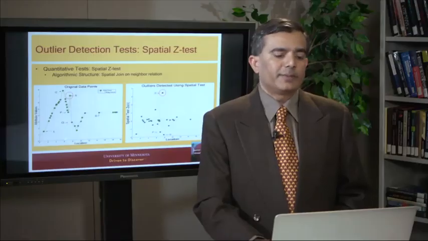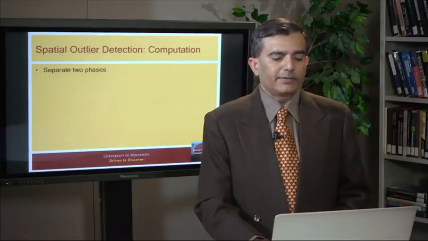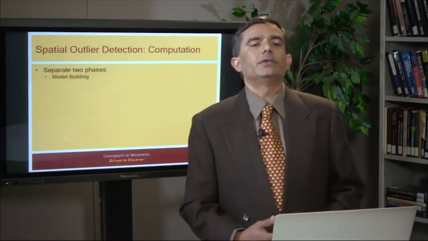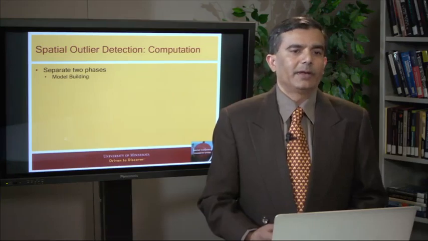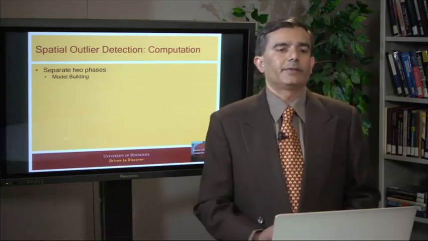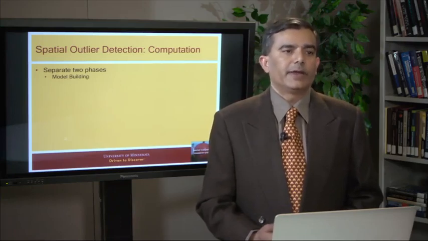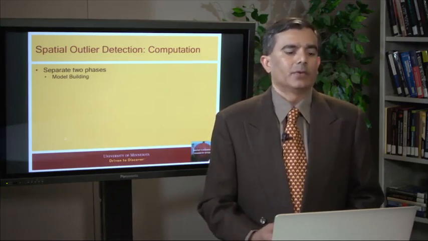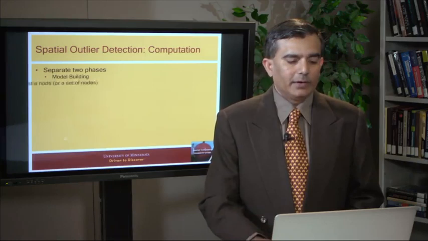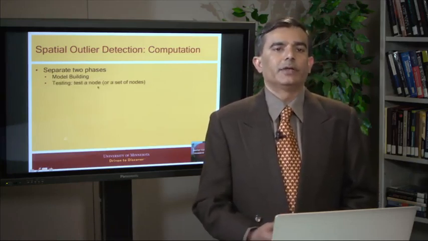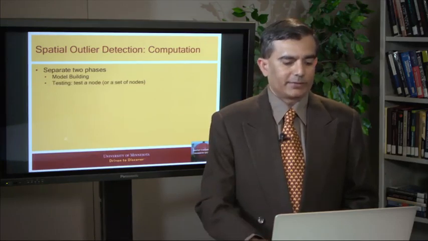From a computing perspective, here is an interesting observation. In these cases, you will essentially see two types of computation. One is model building. For example, in the case of the z-test, we had to go and find the average for the attribute, average for the neighborhood minus the location, and so on. And once you have done that, then you can go back and revisit each point and compute the value and complete the test.